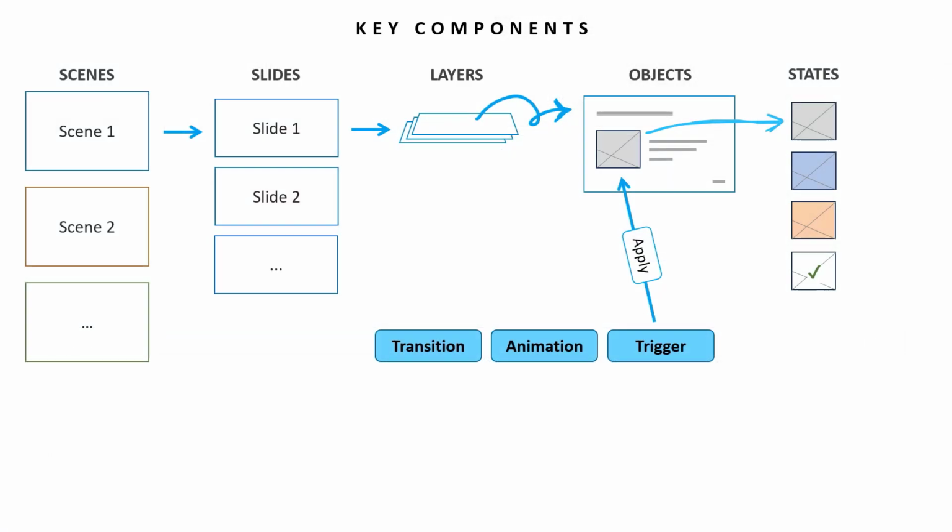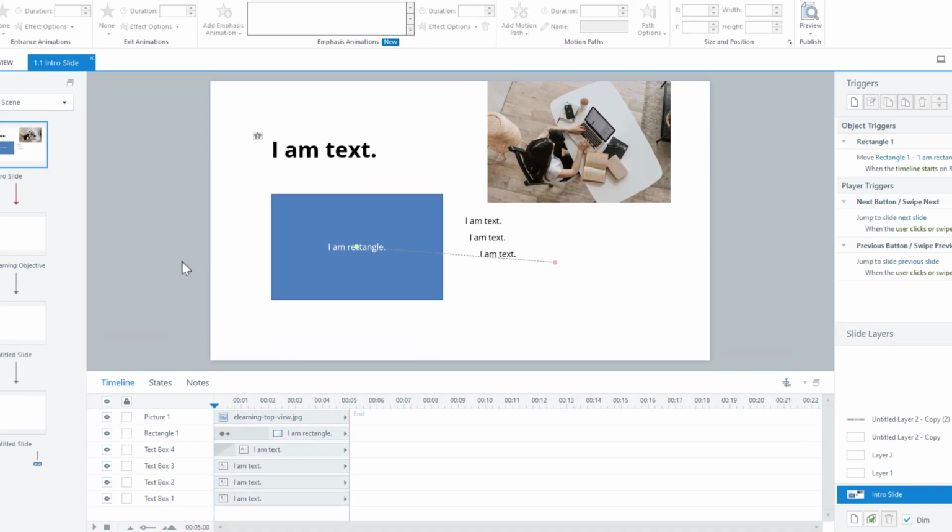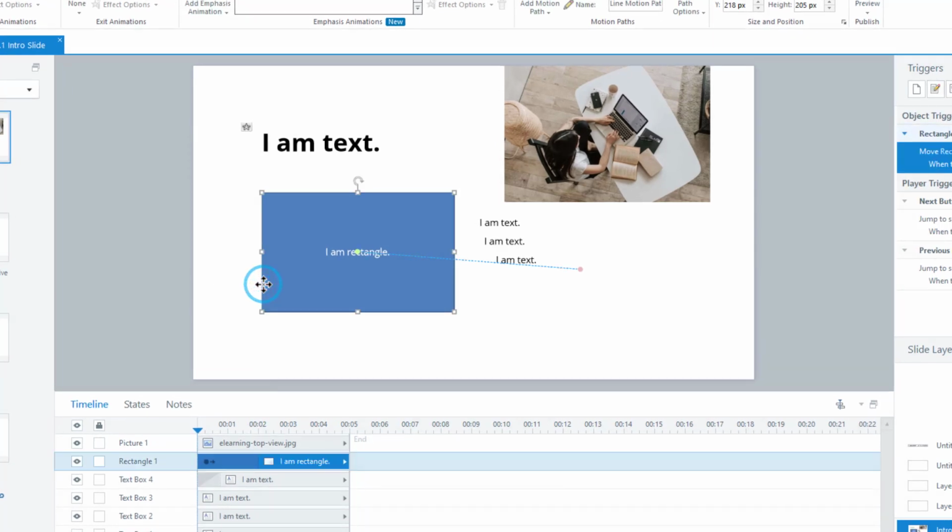Now, let's move to the next very important component: triggers. Triggers are a beautiful and useful feature of Articulate Storyline. They open up a range of possibilities that you will not find in basic presentation tools like Microsoft PowerPoint. Let's go to Storyline and see how it works. I mentioned earlier that this rectangle is an object as well as this text is an object. So we can apply triggers to this rectangle as well as to this text.